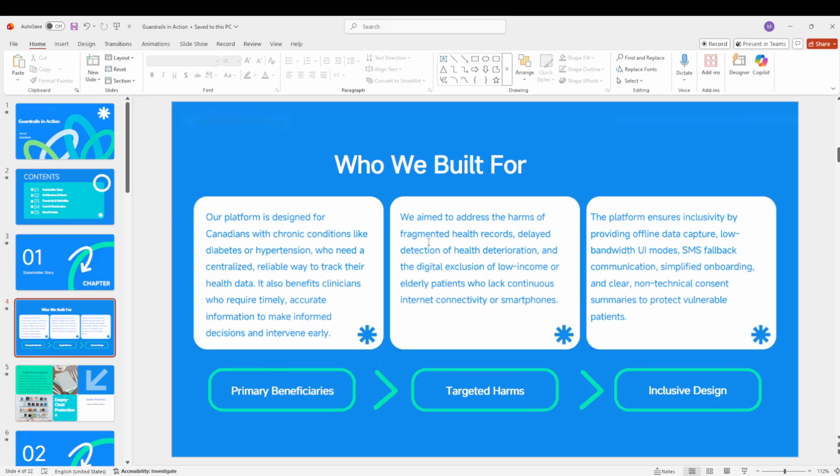So our platform is also built with elderly patients who may not have good internet access in mind. Our platform ensures inclusivity by providing an offline data capture and low bandwidth UI mode for non-technical patients.